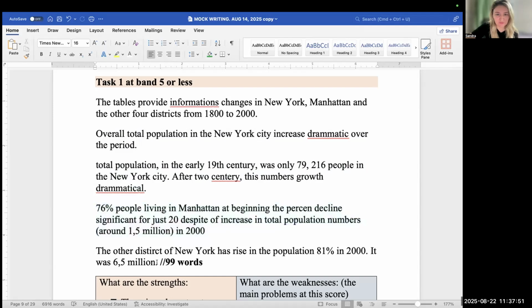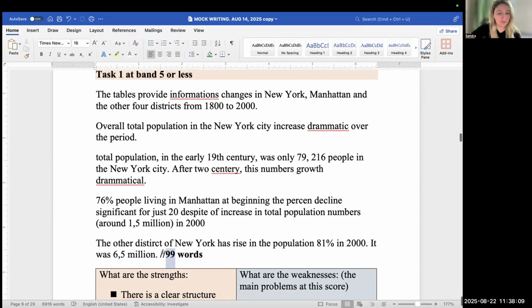Or this one here, what is this doing here? Other district, rise, okay, 81, it was this. You see, it's incomplete, right? That's the problem. And if we plan a little bit better and we know what we're saying and how we should say it, then this would not be a problem, really. I mean, at least we could increase the word count.